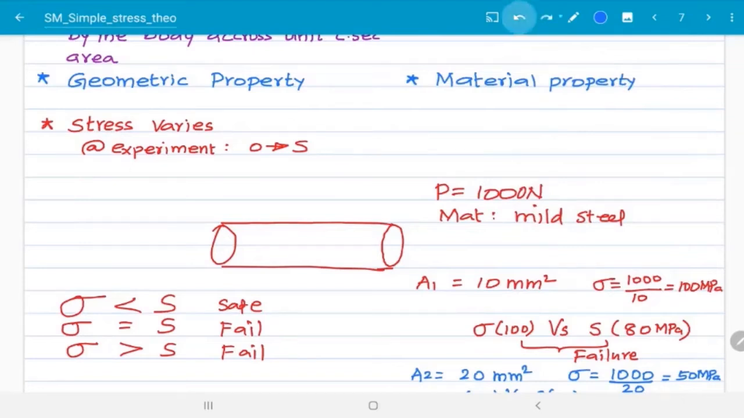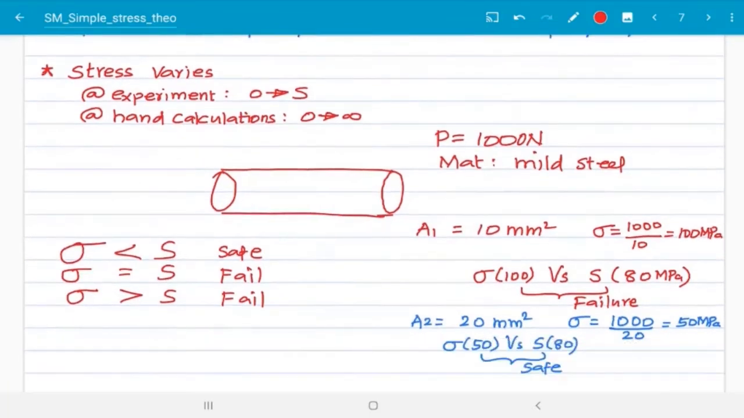In hand calculations, stress will vary from 0 to any number. Okay, right. Another information, right.